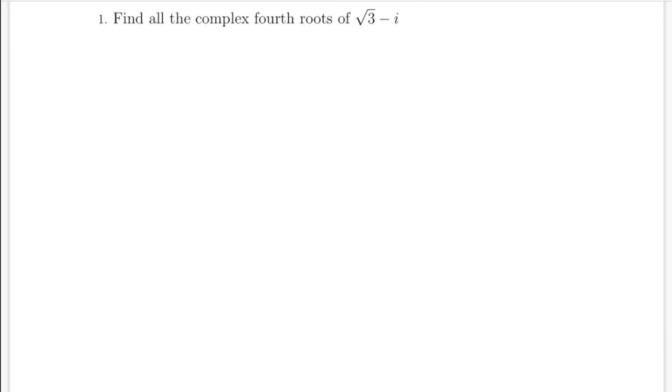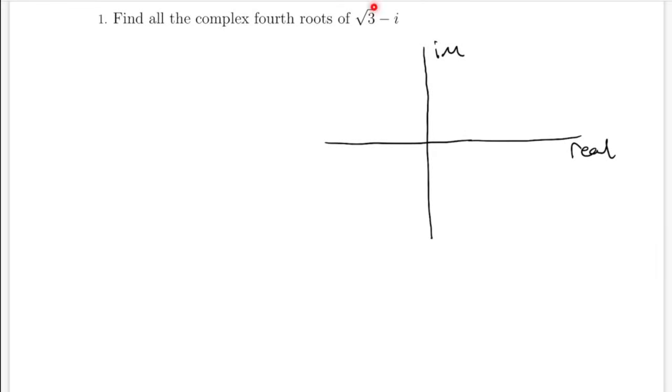All right, so we're going to find all of the complex fourth roots of root 3 minus i, and the first thing we're going to do is convert to polar form. So what I like to do is plot this in the complex plane. And remember, this is my real axis, this is my imaginary axis, and the real part of this number is root 3, and the imaginary part is -1. So I'm going to go root 3 along my real axis, and then -1 along the imaginary axis, and this is going to be my point right here, okay?